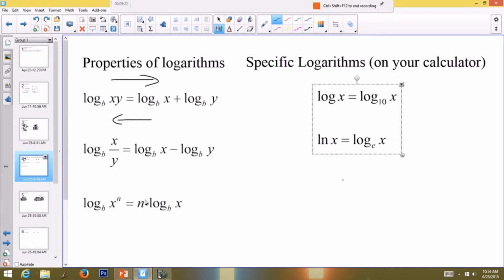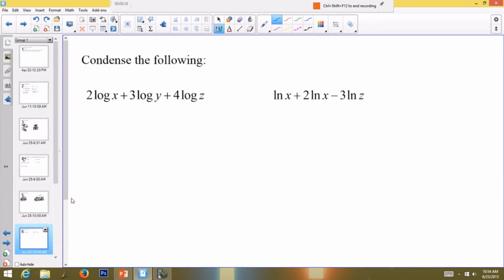Anytime I have that coefficient out in front of the logarithm, I'm going to push it up into the exponent. So when I look at this thing, the 2 has to go up, the 3 has to go up, the 4 has to go up. So I have log of x squared plus log of y to the third plus log of z to the fourth. Now, since they are all additions here, I can combine them with multiplications and say that this is the log of the quantity x squared y to the third z to the fourth.